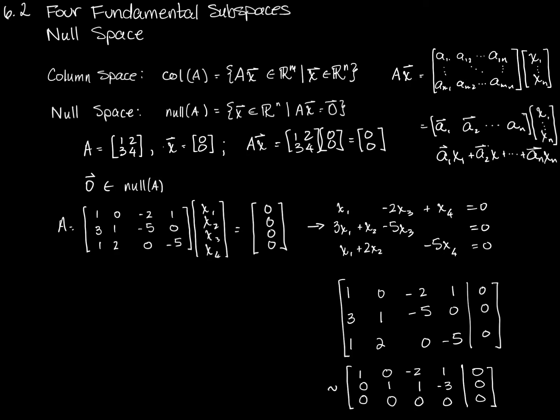And as you can see here, I've got a pivot here and a pivot here, but then I don't have any more pivots. I have a 0 row down here. And what that means is that I will have an infinite number of solutions, and all I need to do now is figure out how to write them.